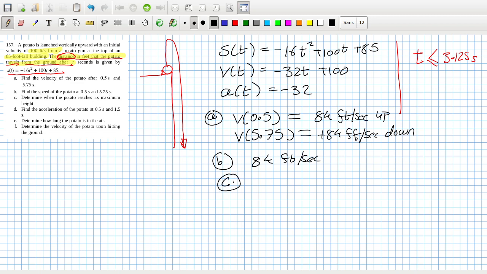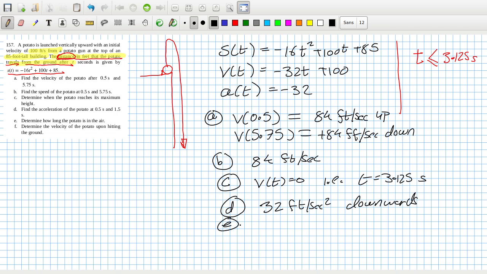C, determine when the potato has reached its maximum height. That happens when v(t) equals 0, i.e. t equals 3.125 seconds. D, find the acceleration. Well, that's 32 feet per second squared downwards.